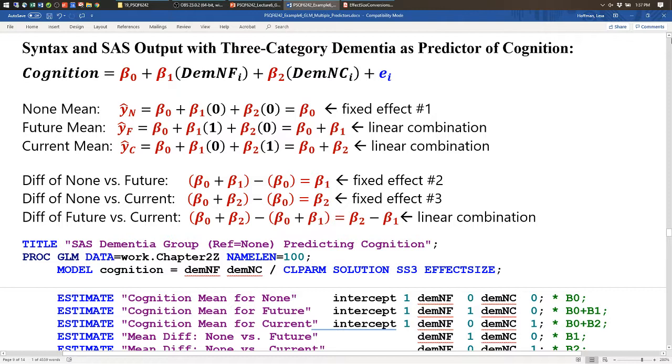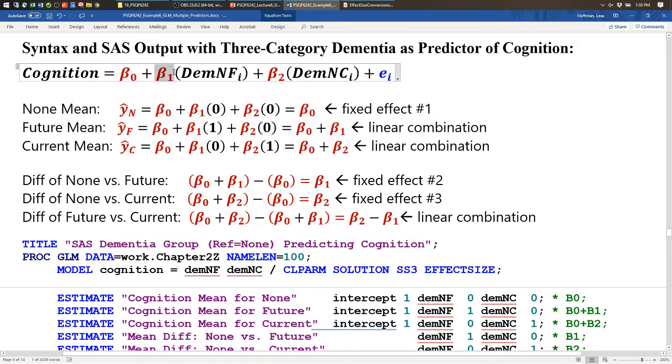Our 3-group variable. This is the one that we don't have correlations for, because the definition of these dummy codes is different when you put them together in the same model than when they're looked at individually. So here, beta 0 is always the expected outcome for the 0 group. Given my coding, none is 0, future is 1, none is 0, current is 1. Who is beta 0 for? And feel free to read from behind me. No. The none group.